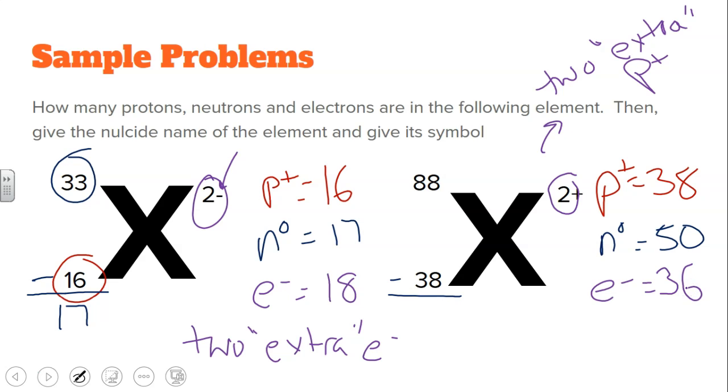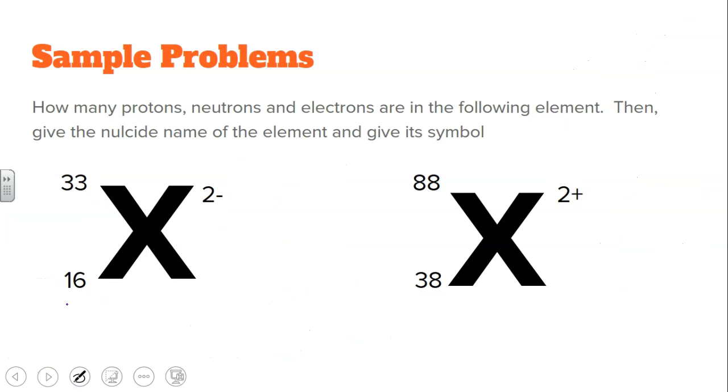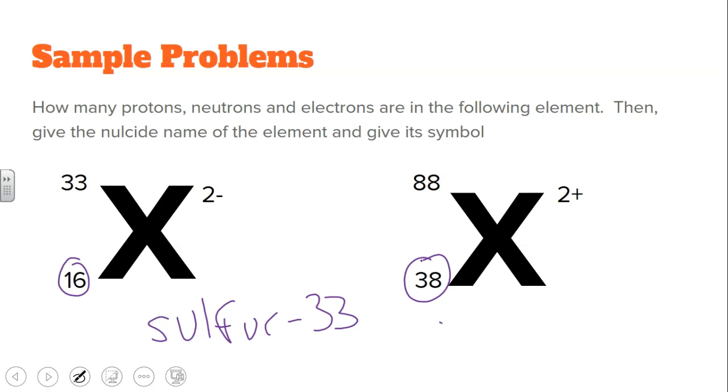The last thing that this question asks us to do is to give the nuclide name of this. Okay, so let's make a little room. For the nuclide name, we would need a periodic table, and we find element number 16, that's sulfur, and then we put a hyphen and then the mass number. Okay, then we can do the same thing over here. Element number 38 is strontium, and its mass number is 88, so it would be strontium 88.